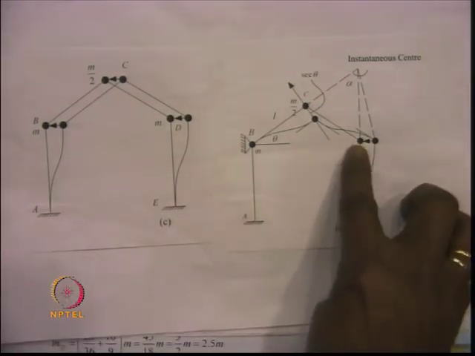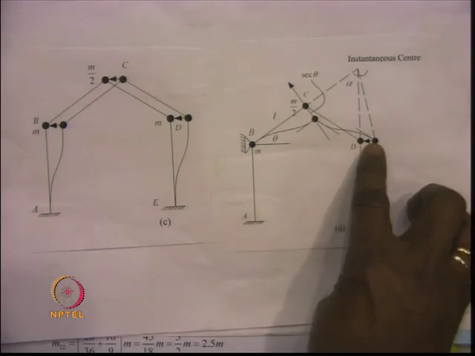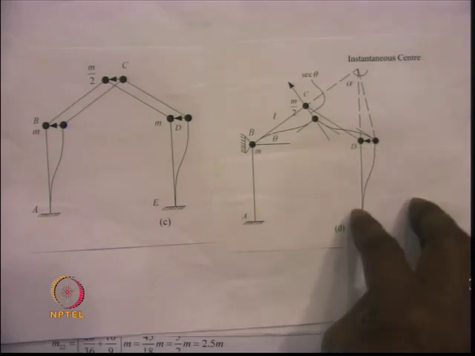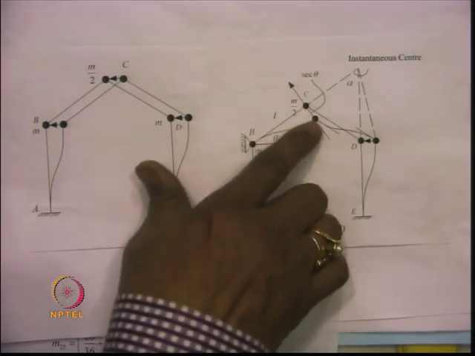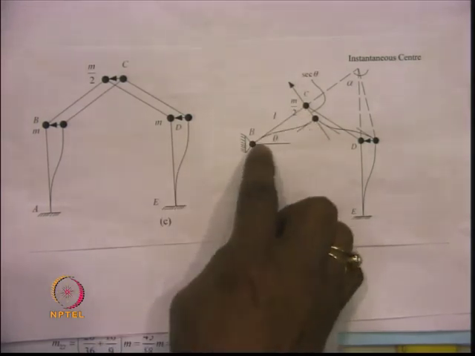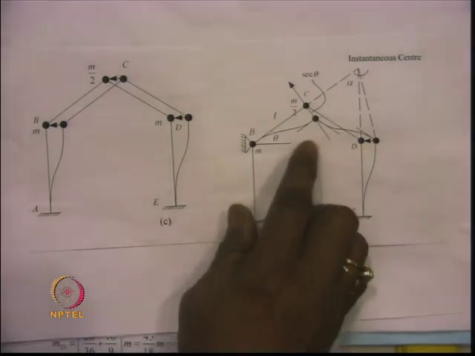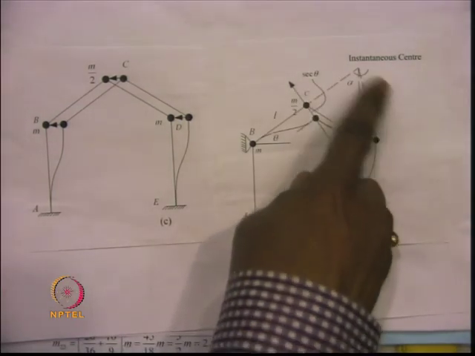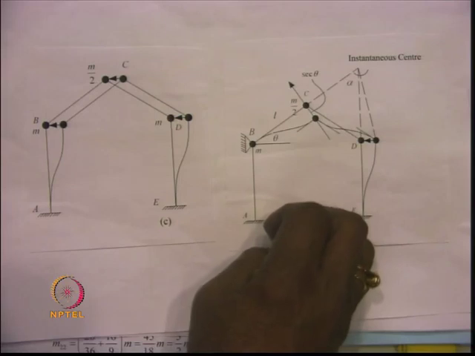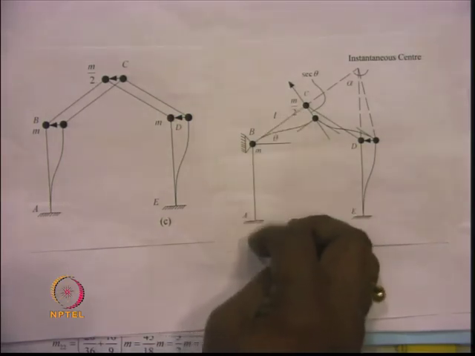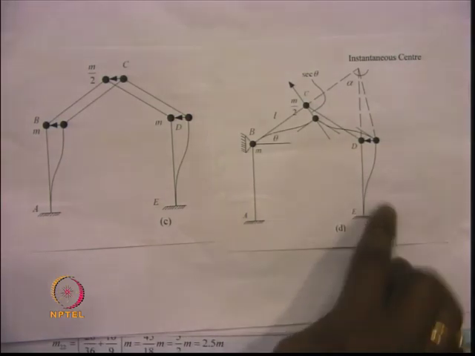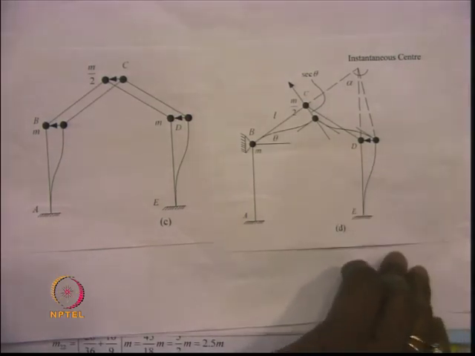Similarly, since this member is moving perpendicular to this member, there is no change in length, and since this member is moving perpendicular to it, there is no change in length of this member either. So, by giving this kind of movement, we can ensure that the condition of inextensibility is satisfied.